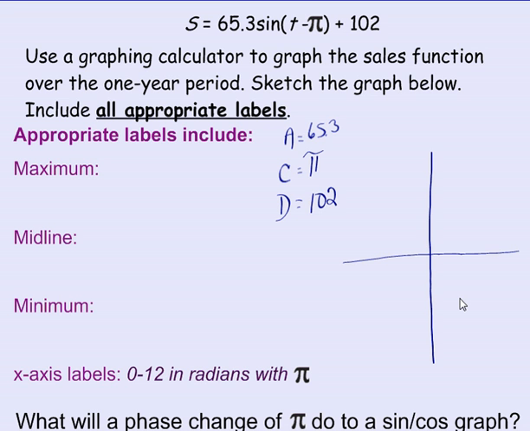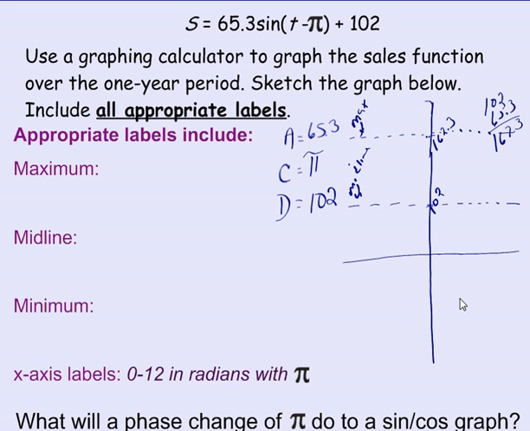So how would we calculate our maximum? When I think about my midline and my amplitude, how do I get my midline, which would be at 102, how would I find out what my maximum would be? How far away would my maximum be from my midline? We know that that distance between the midline and the maximum is 65.3. So we're going to add 102 plus 65.3 and get 167.3 for our maximum.